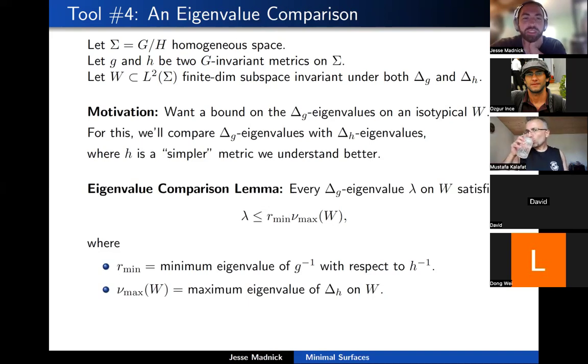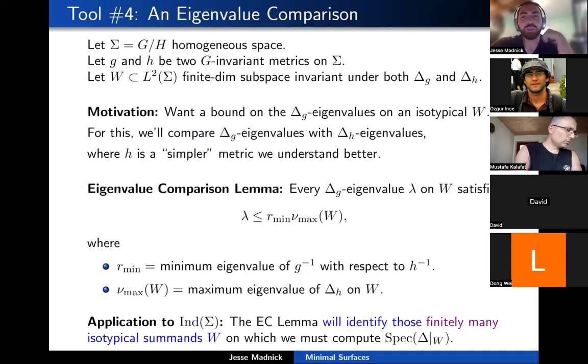The punchline is this eigenvalue comparison lemma. Every g Laplace eigenvalue on W satisfies this upper bound. Here R min is the minimum eigenvalue of the dual metrics, that is, the metric on one forms with respect to h inverse, and nu max W is the maximum eigenvalue of delta h on W. And the point is that if you pick h nicely, then this right-hand side is something that you can actually compute. And in practice, we will be able to compute this right-hand side, and that gives us a usable upper bound.